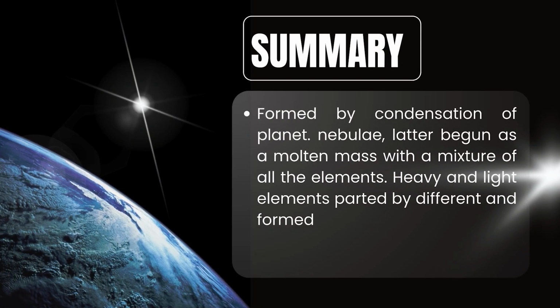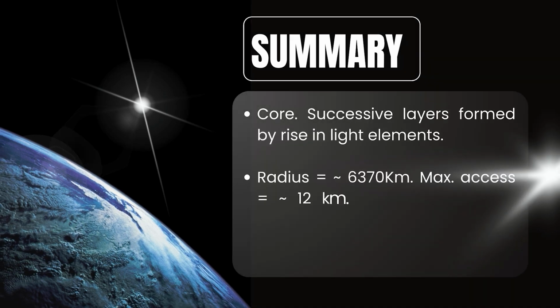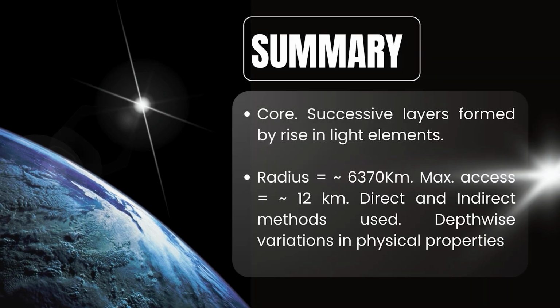And finally, we summarize the entire study. For this study, the earth is formed by condensation of planetary nebulae, later began as a molten mass with a mixture of all the elements, heavy and light elements parted by differentiation and formed core, crust and mantle. Core successive layers formed by rise in light elements. Radius is around 6370 km. Maximum axis is around 12 km.